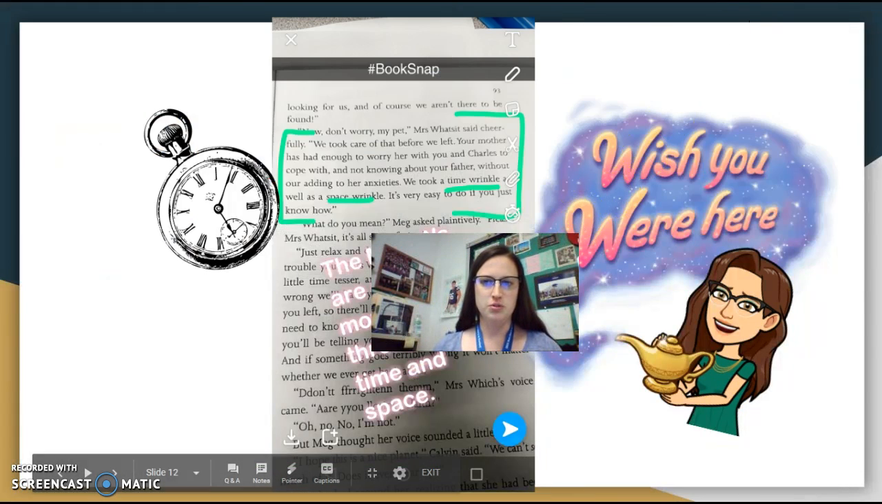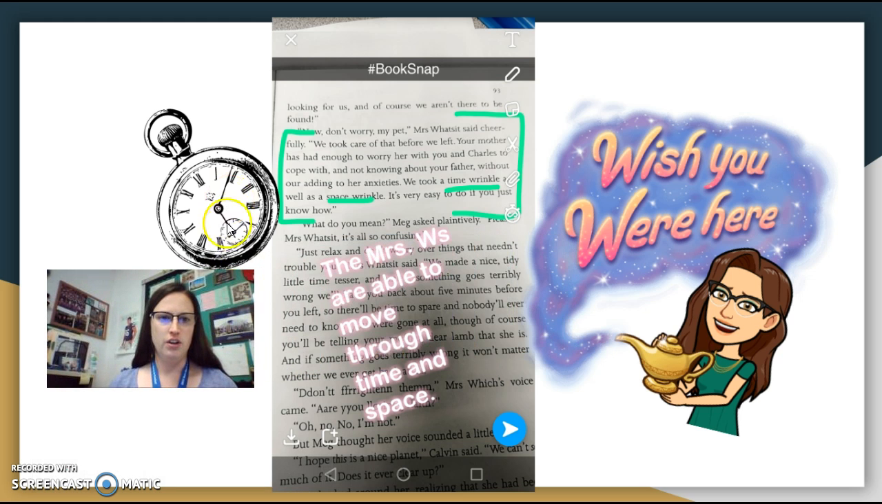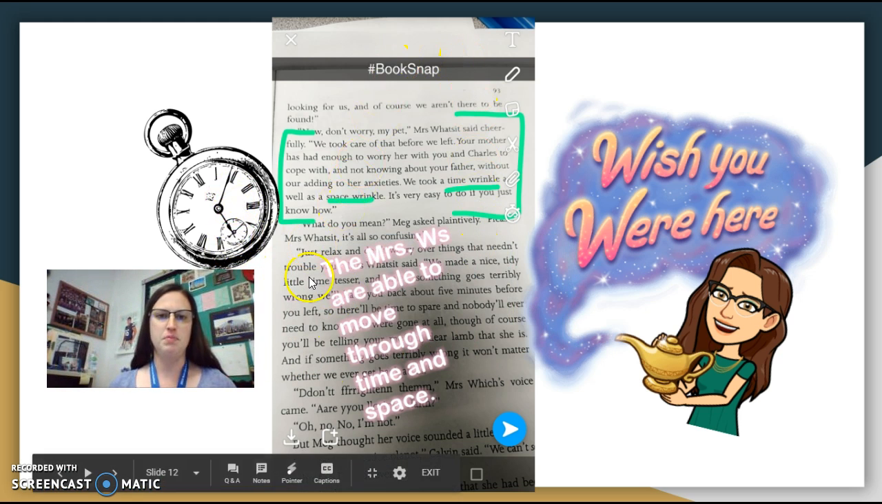This is another one that deals with A Wrinkle in Time, with extra clip art added. This is the specific picture. This is one that's using Snapchat.